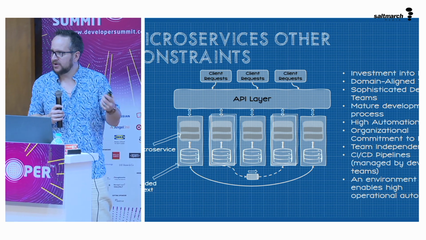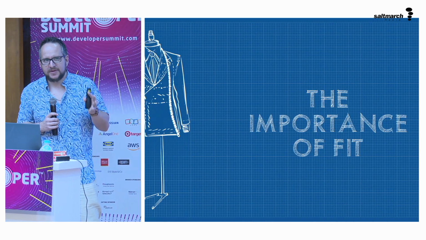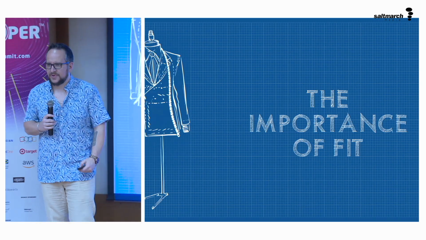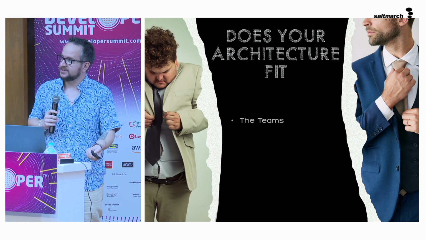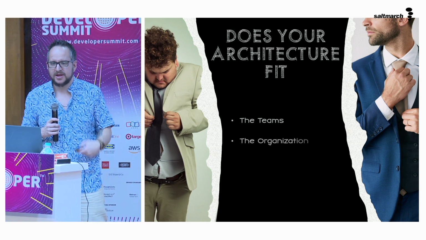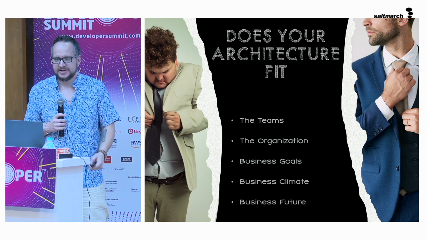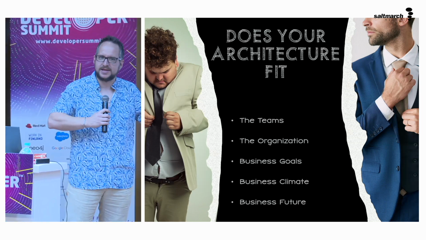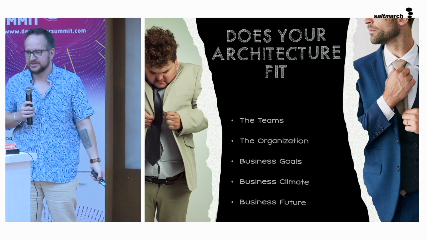And remember, all of these are part of this idea of fit. And fit matters. And the thing we have to remember is there's a lot of dimensions of fit. It's not just saying the capabilities have to meet the business needs. We have to design an architecture that fits the teams that have to build it. This is a piece we often overlook. The organization that they're working in, the business goals, the business climate, the business future. Just like a suit has to fit not just my body, but my wardrobe and the environment I'm going to be in and anywhere else, our architecture has to fit across a number of dimensions.